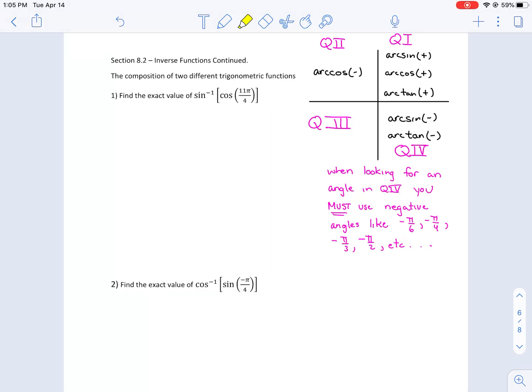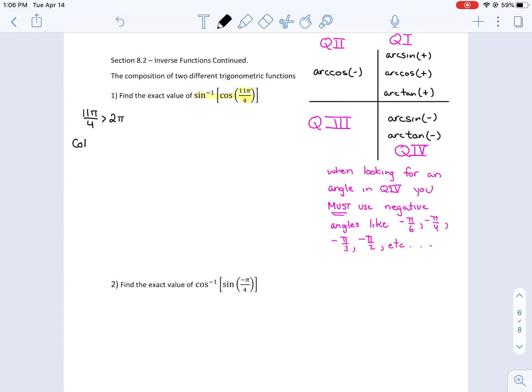Alright class, in this video I'll be doing the first two examples from section 8.2, the composition of two different trigonometric functions. The first problem states, find the exact value of the inverse sine of the cosine of 11 pi fourths. And before we start, what you'll notice is that 11 pi fourths is not on the unit circle. It's actually larger than 2 pi.